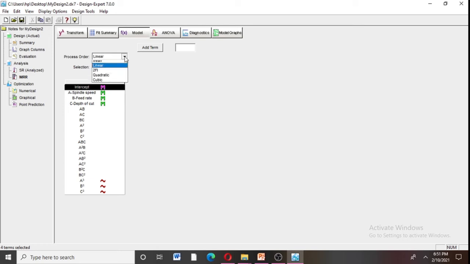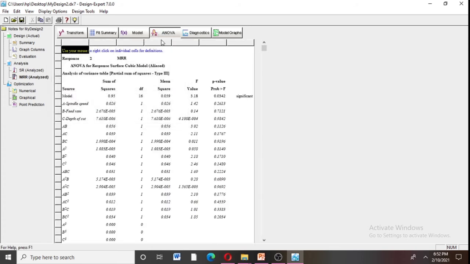If I select a two factorial interaction, it selects the interaction effects of AB, AC, BC. The quadratic model considers the second order terms A square, B square, C square. If I consider the cubic, the other terms are also playing a vital role in the response. But you can see the cubic model is significant on material removal rate.